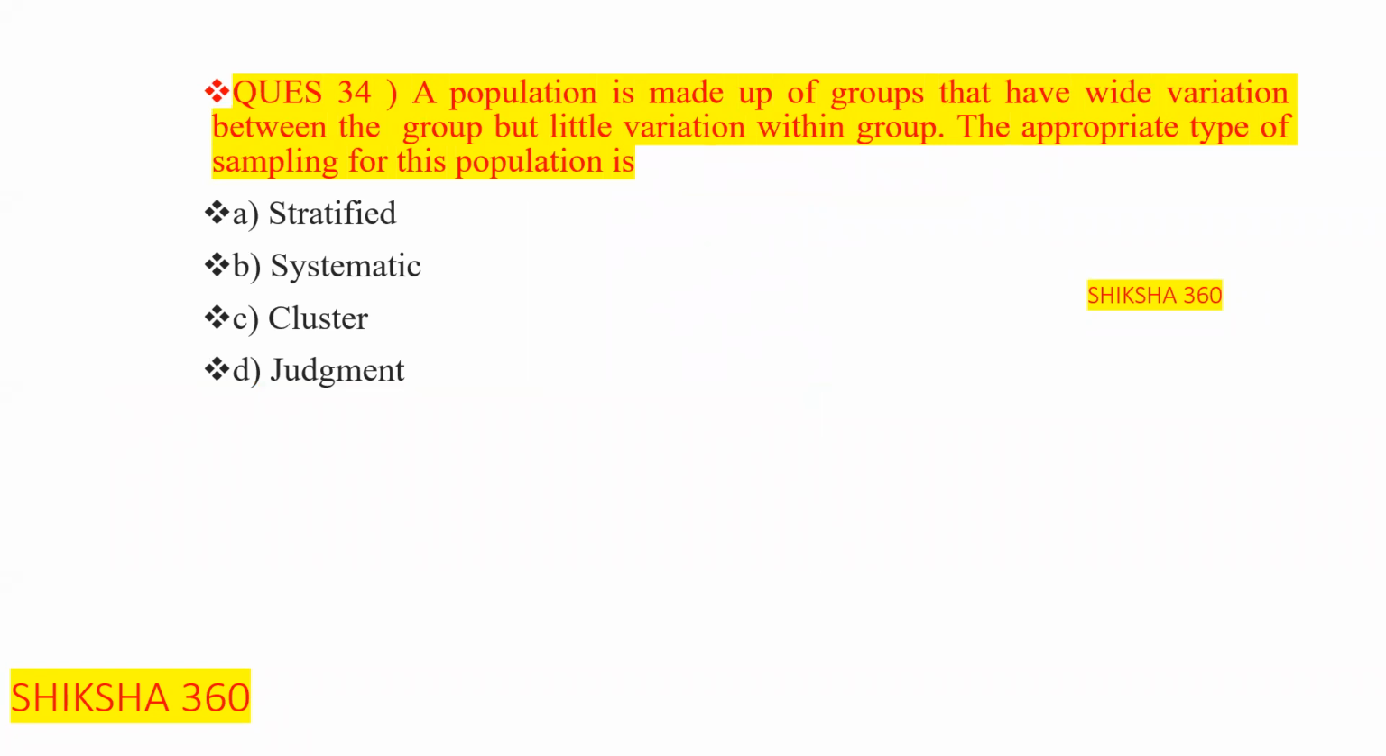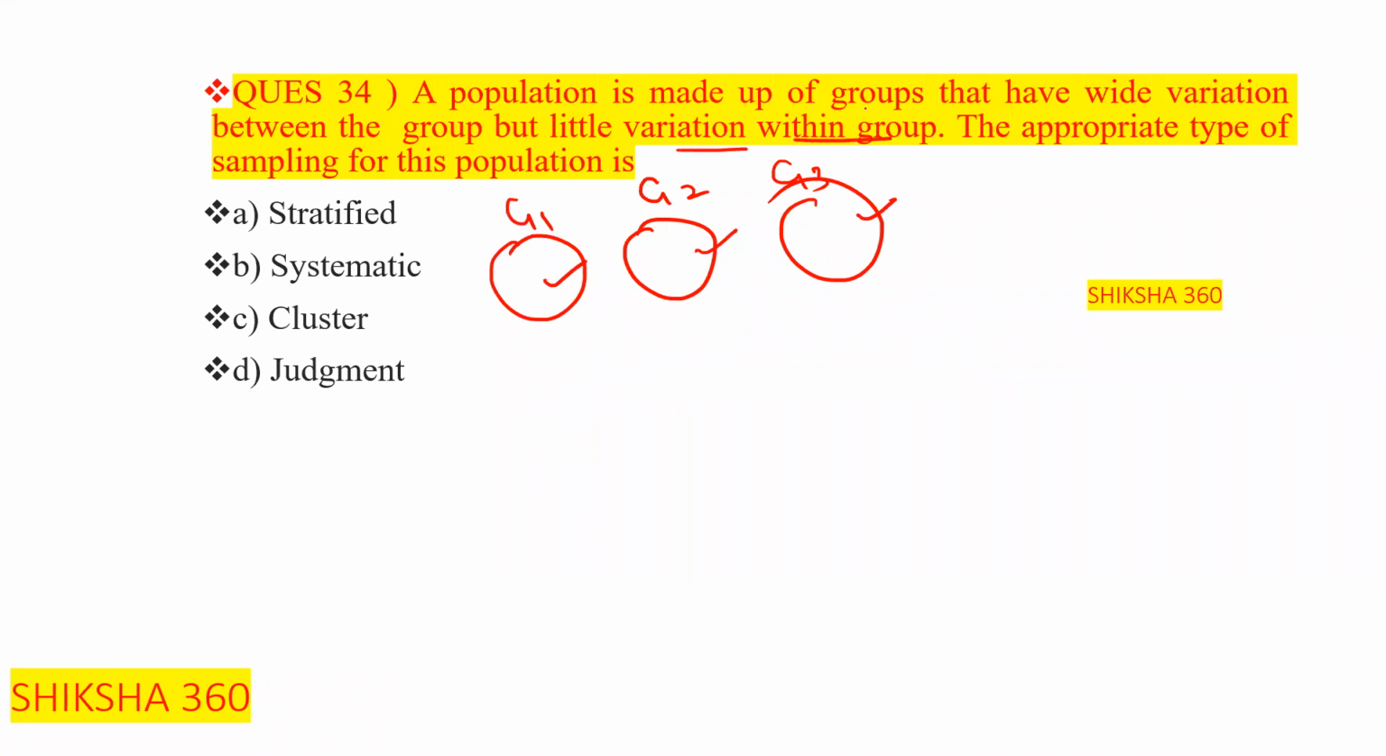Please try to answer the question. The question says that a population is made up of groups that have wide variation between the groups. Like we can say there are 3 groups, G1, G2, G3. There is wide variation between all the groups, but little variation within the group.